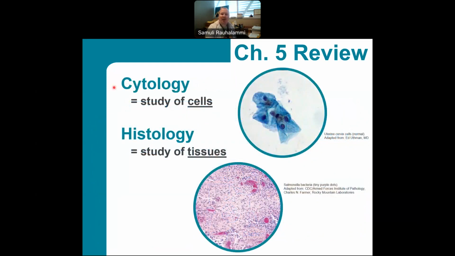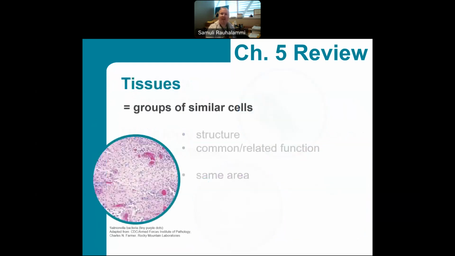I wanted to make sure that we are clear on the terminology. When we study cells, we talk about the study of cytology. When we study multiple cells that have come together to form a function that serves the same purpose in the same region, we talk about histology. We're talking about tissues of that area. So tissues, like I mentioned, are groups of similar cells, and they often share a similar structure and common function, and they are located in that same area.